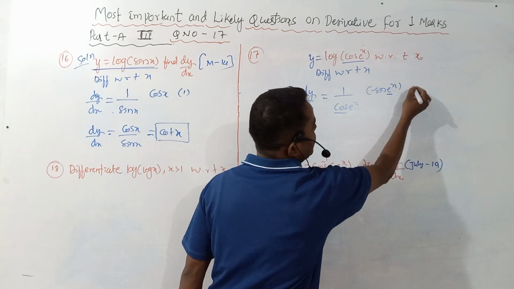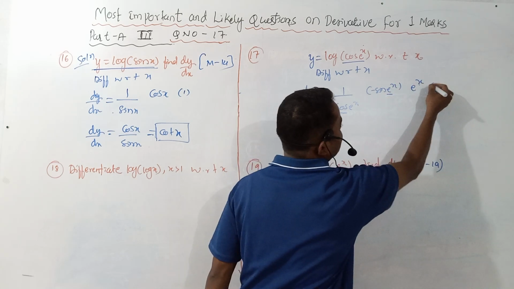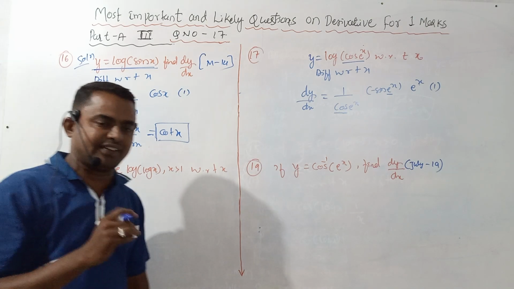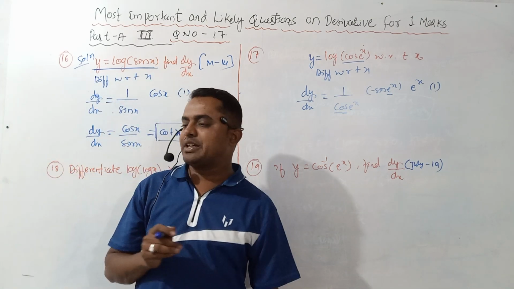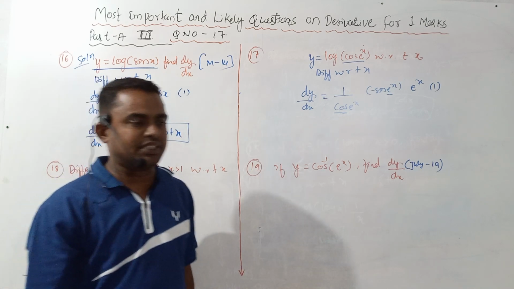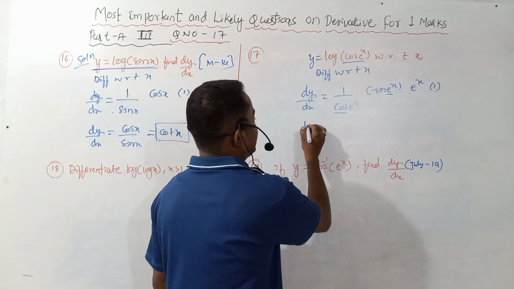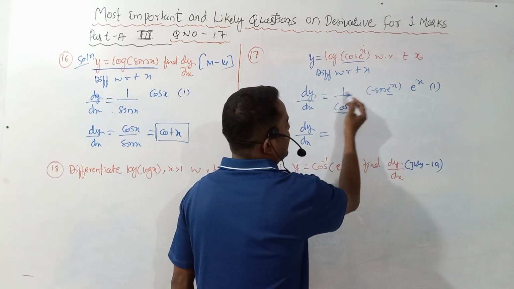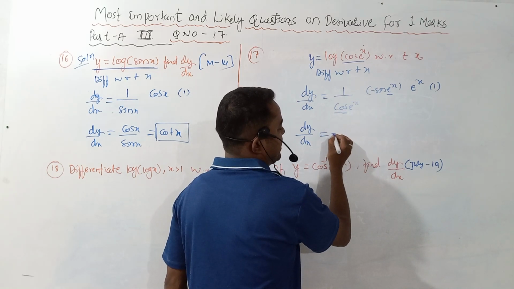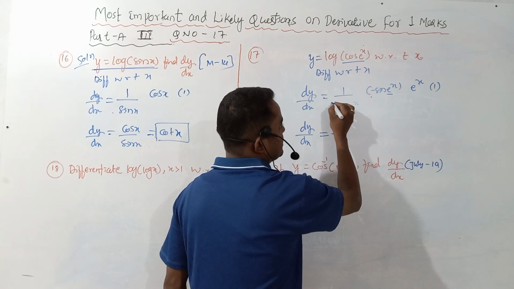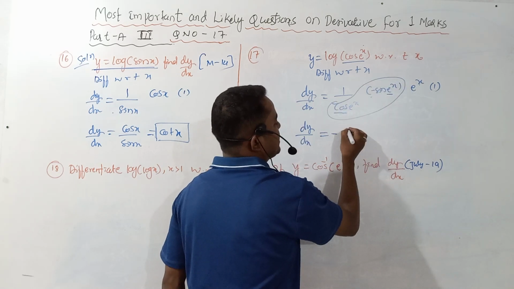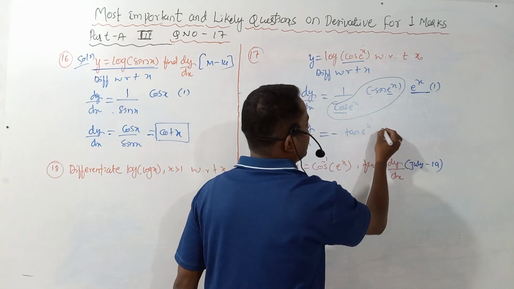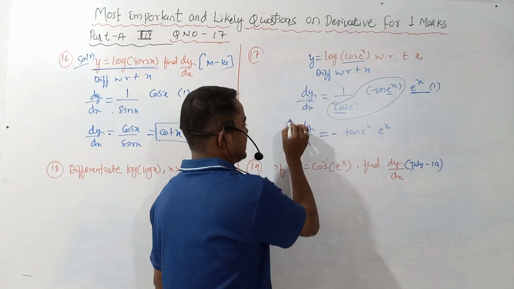Now derivative of e raised to x is e raised to x. Derivative of x is 1. Till the end of the function we have to differentiate. This process is called chain differentiation or composite differentiation. So dy by dx is equal to 1 into minus sign, I am writing minus outside, sine by cos. This sine by cos is tan e raised to x, into e raised to x into 1. This is the final answer.